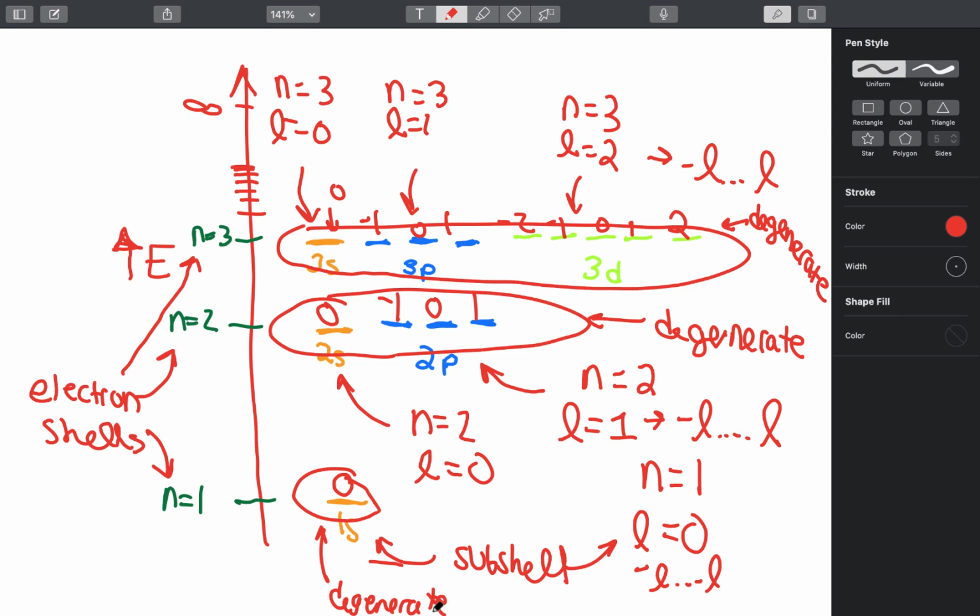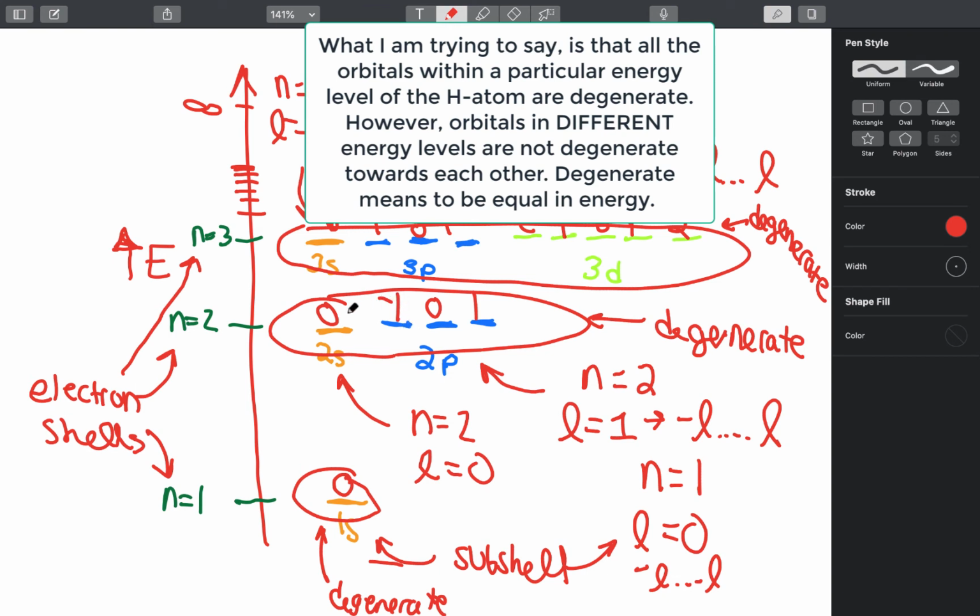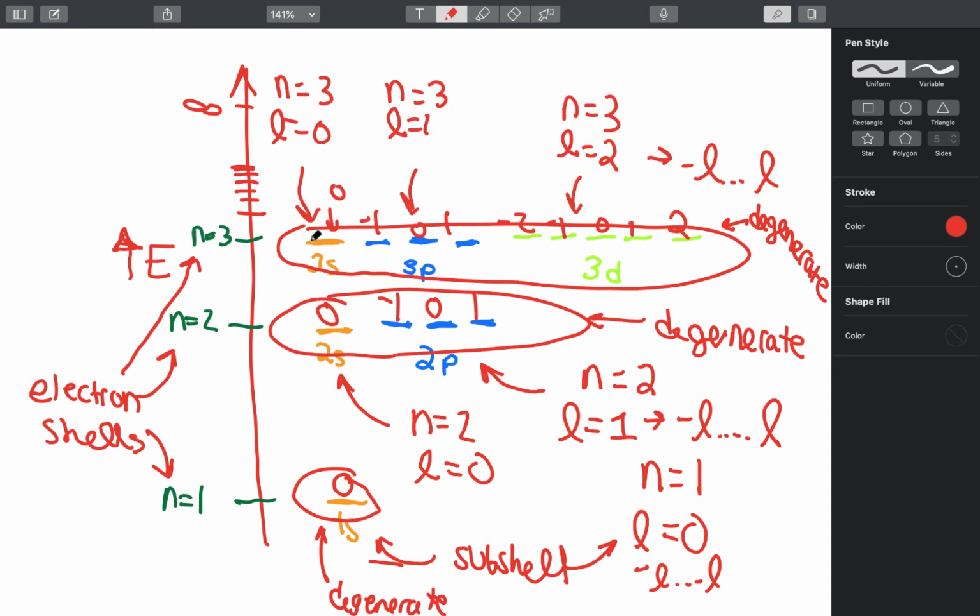In an H atom, all of the subshells within a shell are degenerate to each other. In other words, the 2p orbitals are degenerate towards the 2s orbital. And the 3s orbital is degenerate towards the 3p and the 3d orbitals. So what does degenerate mean? Degenerate means equal energy.